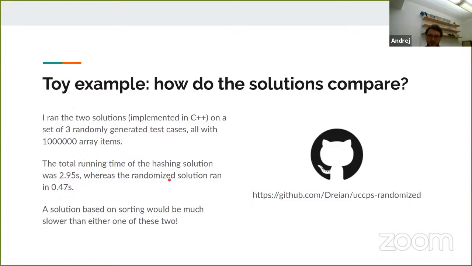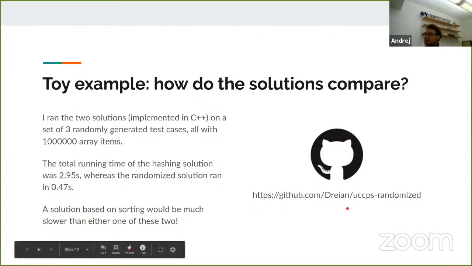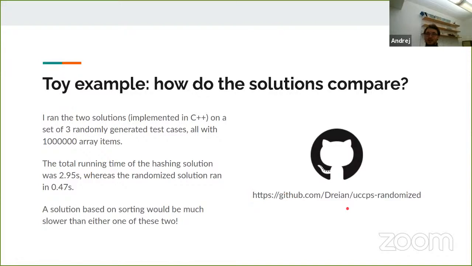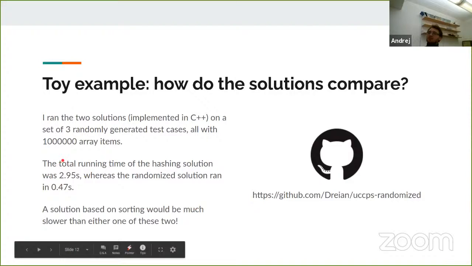Now, I presented these two solutions, one based on hashing and the other one based on just random selection. And let's actually see how this works in practice. I'm not going to show you the code, but I put a link to a GitHub repository where I've implemented these two solutions in C++. And I'm using just 3 randomly generated test cases, each with 1 million array items.